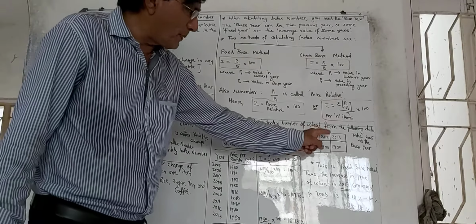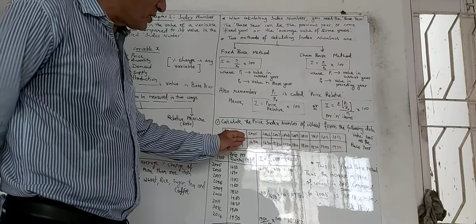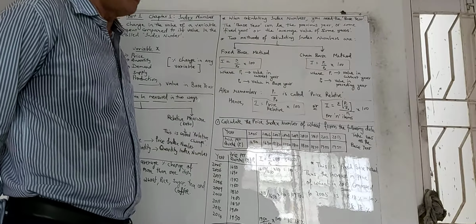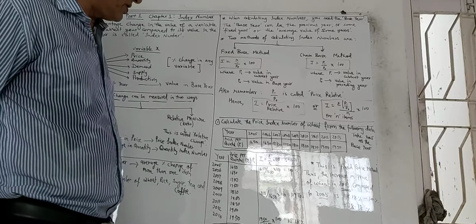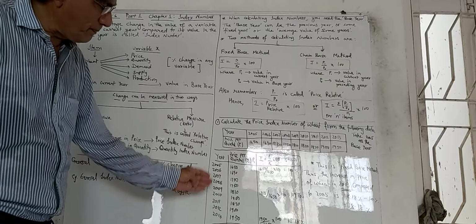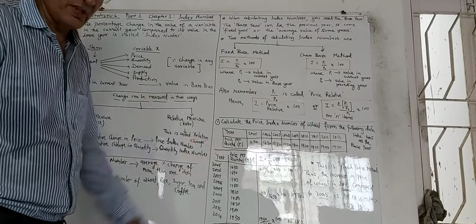From 2006, 2007, if you have a look at the price, you can see it generally tends to increase. That means there will be a percentage increase in the price. Now, when you want to solve the problem, the year is given and the price per quintal in rupees is given.